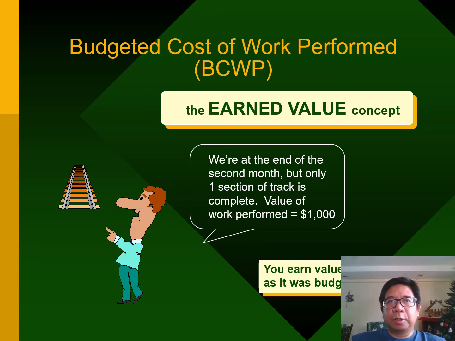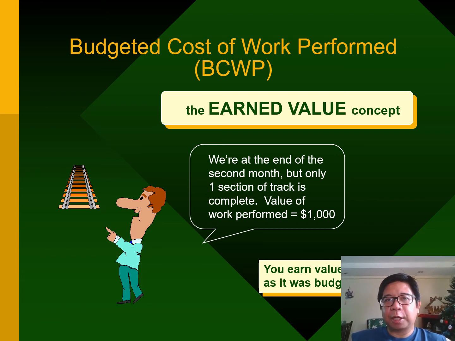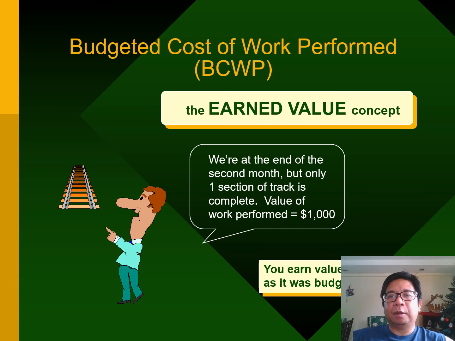Now, let's assume it's at the end of the second month. Your boss, your client comes to you and asks you, how much have we done? You gathered all of the data and found out that at the end of your second month, you've only completed one section of the track. Okay, so the work that you perform is just 1 mile of railroad track. What is the budgeted cost of that 1 mile of railroad track? It is going to be 1,000.